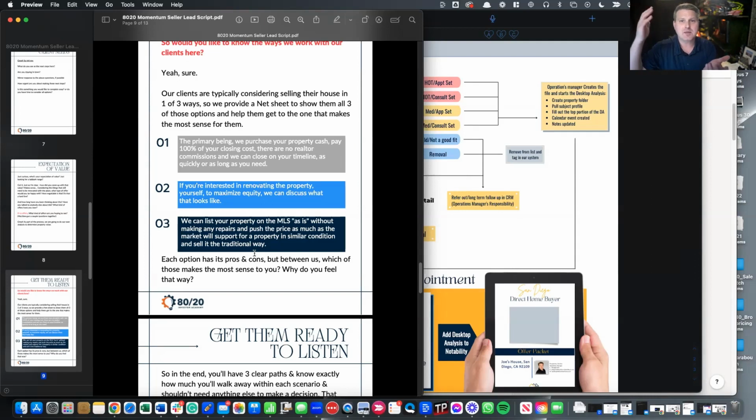They're not even thinking cash. That's not broadly known, so you can't assume that. So we go in knowing that people are thinking this, and we go in supporting all three options.